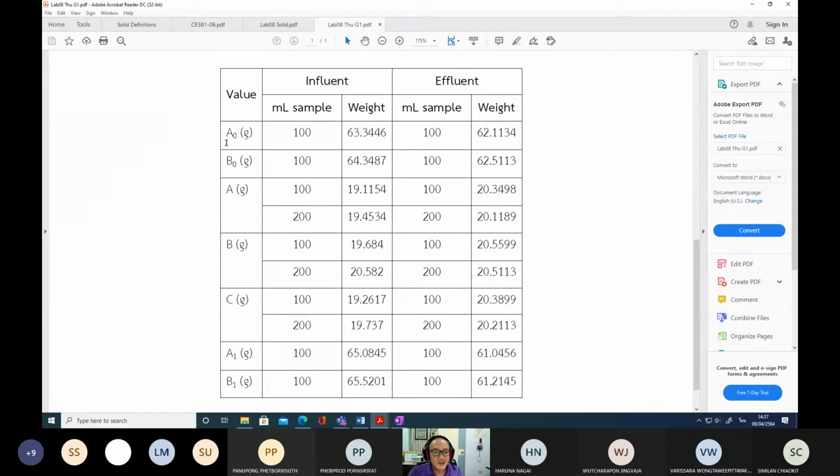The weight is given in grams. The units are grams. Okay. The difference is not much.